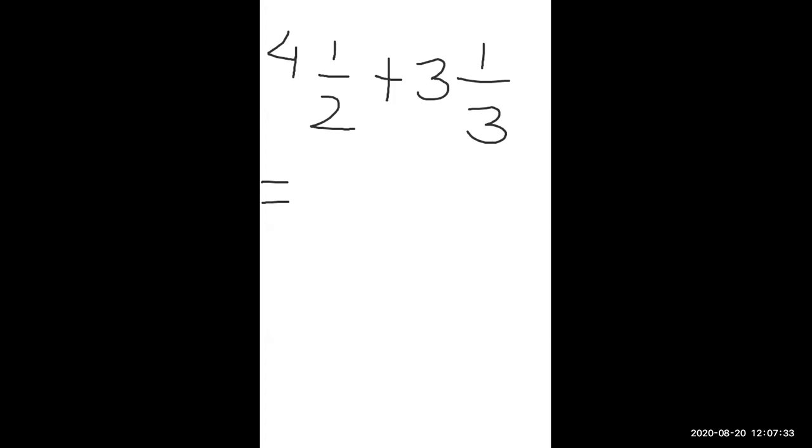Now first, the integral part is 4 plus 3. This is our first and this is our second. So here 4 plus 3 is our integral part. Plus, what do you have to add? The fractional part you have to add after that. That means 1 upon 2 plus 1 upon 3.